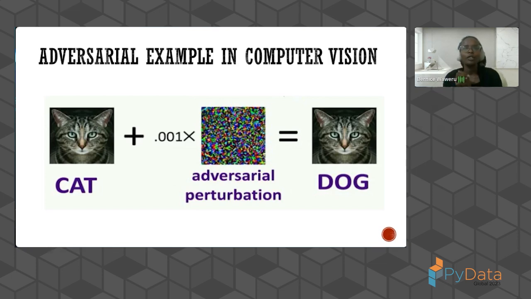You may be asking yourself, why did the model change its prediction? The perturbations we introduce, that is the adversarial perturbations, are carefully designed to trick the model into making a different prediction. So let us explore an example in the natural language processing space, which is the focus of this talk.